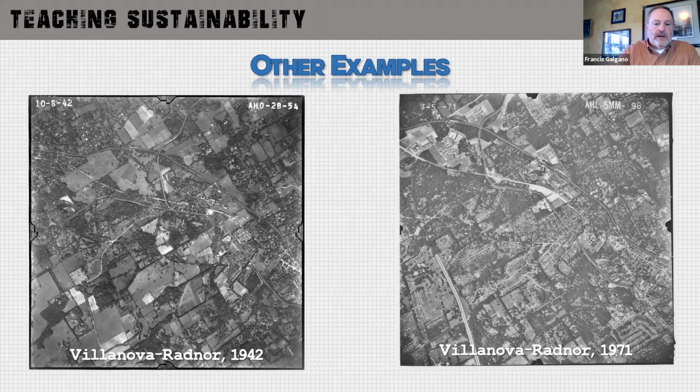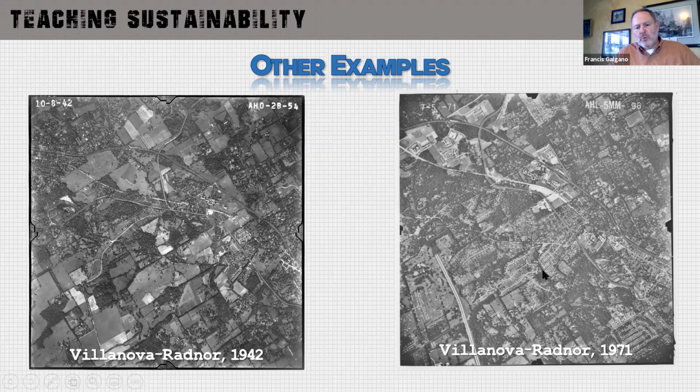Other examples I use, I have a set of historical photos of Villanova. This one's 1842, and you can kind of see Villanova in this area right here. I have a 1952, a 1966, this one's 1971, and I have a couple of others here. And essentially we look at Villanova, very small, very rural Radnor, all the way up to the Radnor and Villanova we know today.